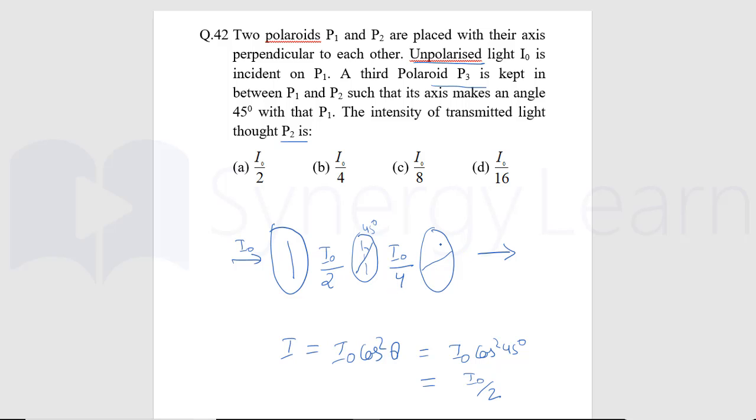And once again from the previous axis, here the angle is 45 degree. So 45 degree, again a similar treatment. It reduces to I0 by 8. Therefore, the resulting intensity is I0 by 8.